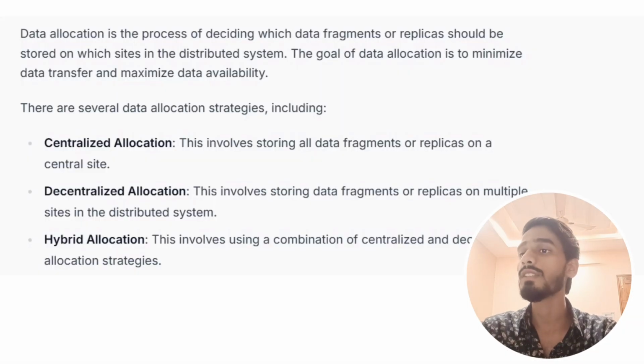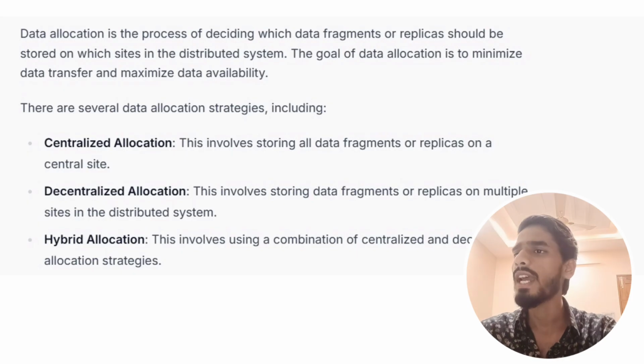Next, let us discuss data allocation in distributed database systems. Data allocation is the process of deciding which data fragments or replicas should be stored on which sites in the distributed system. The goal of data allocation is to minimize data transfer and maximize data availability.